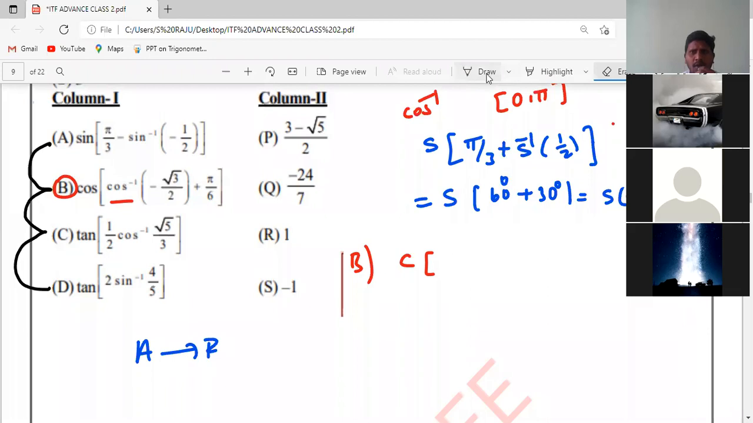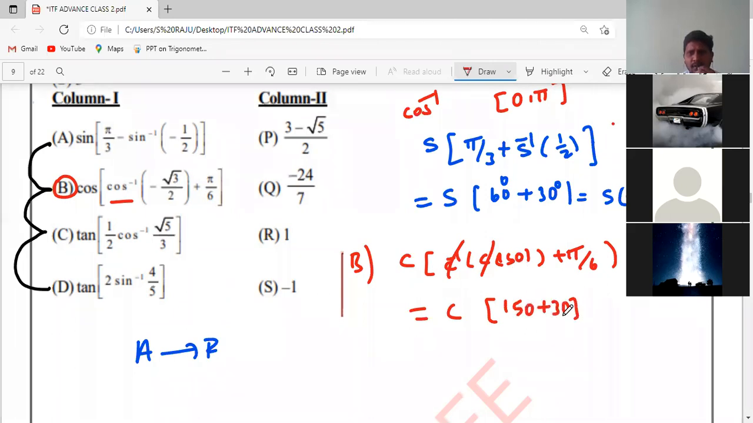Yes, sir. Okay. So cos inverse of cos 150, I'm writing like this, plus pi by 6, which is nothing but 30. Cos inverse cos gets cancelled. Finally, cos of 150 plus 30, nothing but cos 180. Either you can write in radians or degrees because it is objective. Cos 180 value is minus 1. So B is mapping to S.